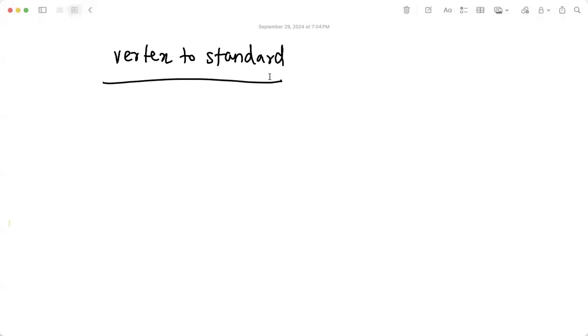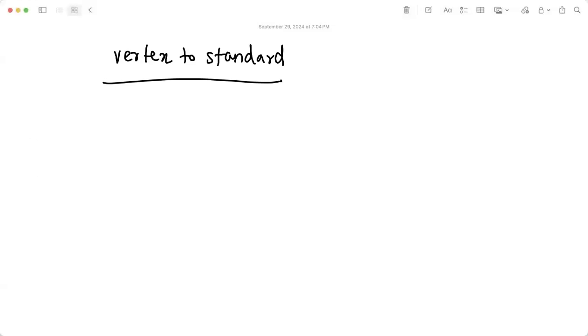Okay. How about this? Can we convert? The easy one I'll do first. I just want to see whether we are good with this. Vertex to standard form is just easy. You're going to apply the formula and then rewrite it in descending powers of x. It's pretty not hard. That's why I'm starting with this.